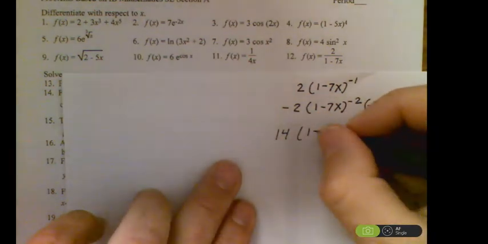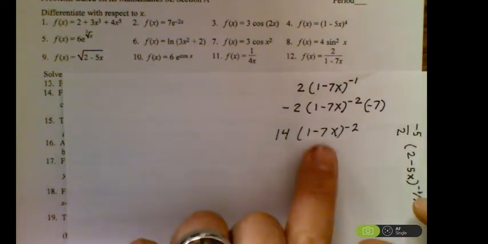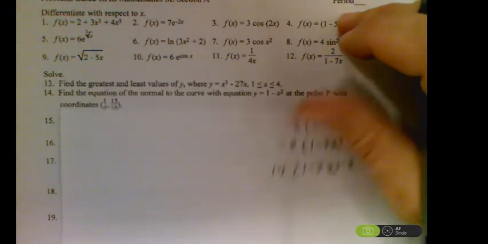And on this one, you can just leave it like this if you want. If you wanted to take this term and put it on bottom and make the exponent a positive 2, you could do that as well. Moving on to 15.